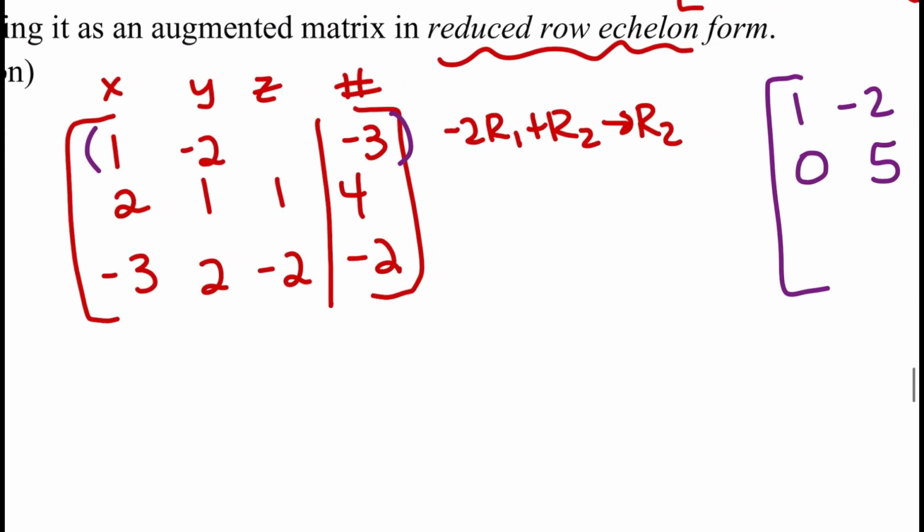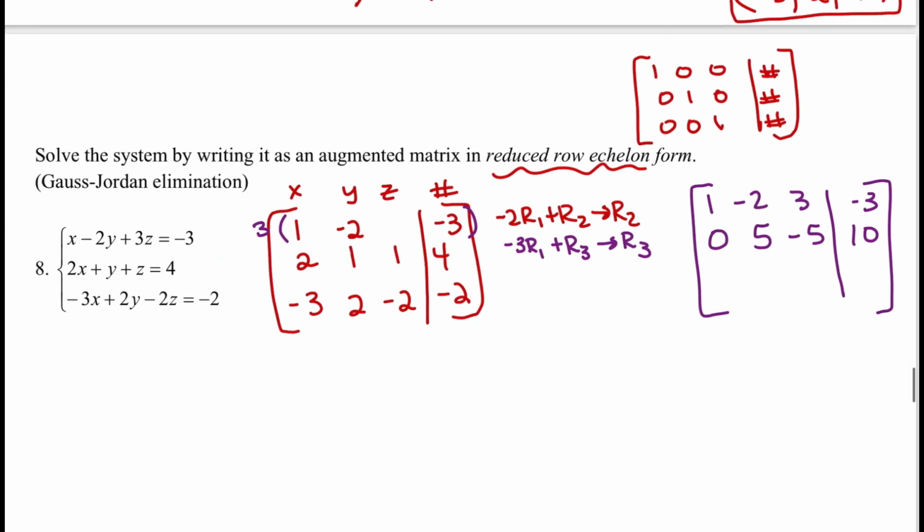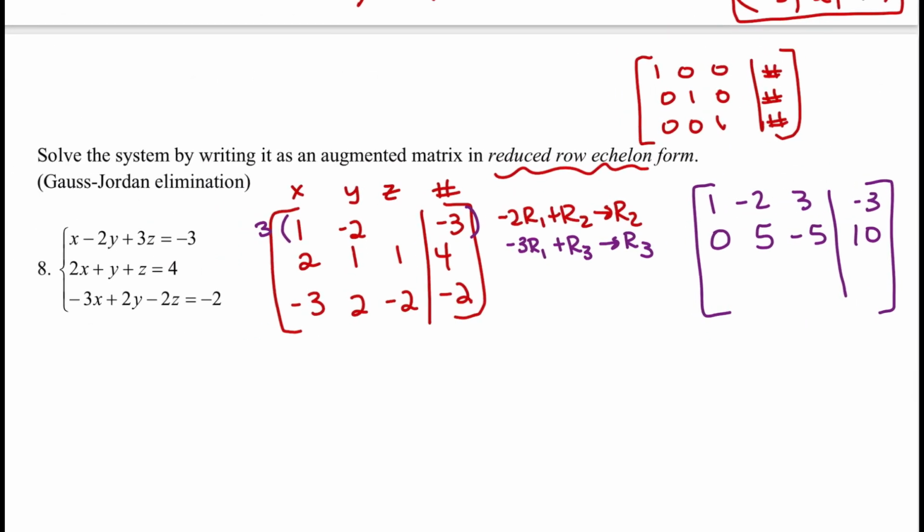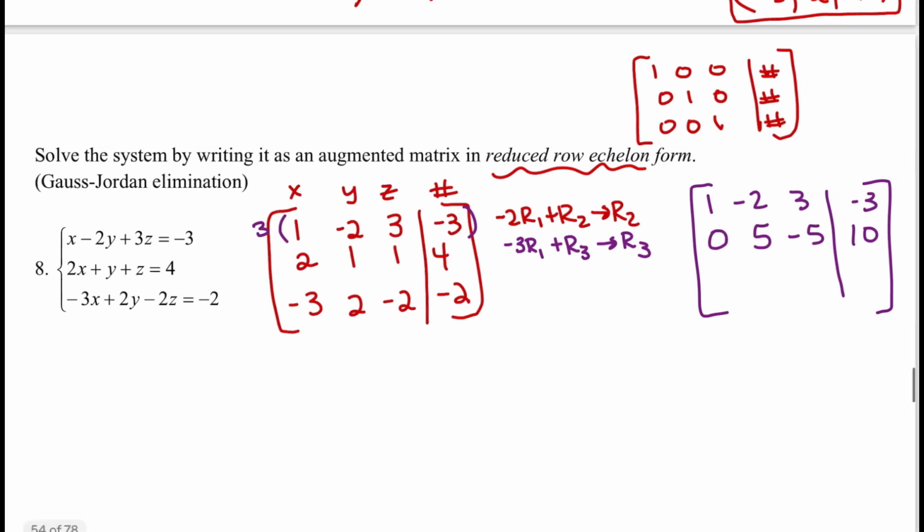And this time we're trying to get rid of this negative 3. So I'm going to take that first row and times it by negative 3. Negative 3 times row 1 plus row 3 will give me my new row 3. So if I times this by 3, 3 times 1, oh, I lost a number. Let me add that back in. It was a 3 here.